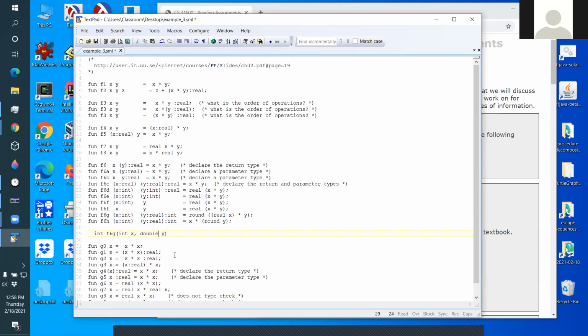Has anybody heard the expression, what are the two hardest problems in computer science?